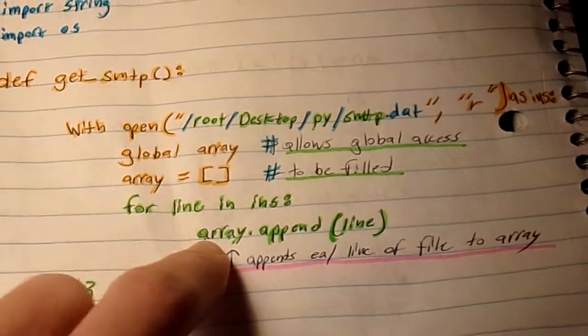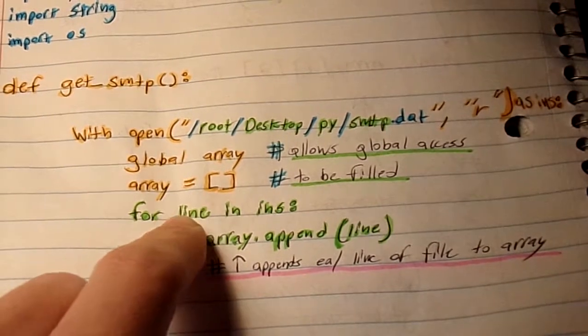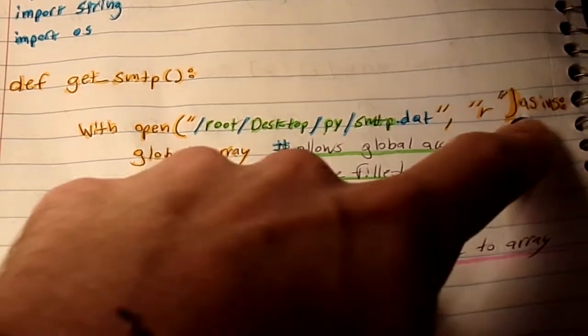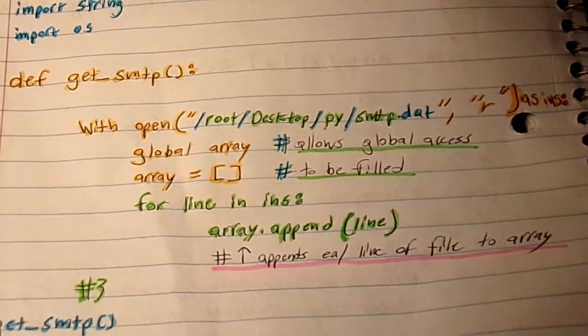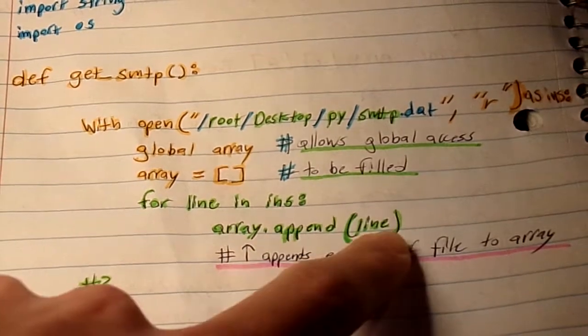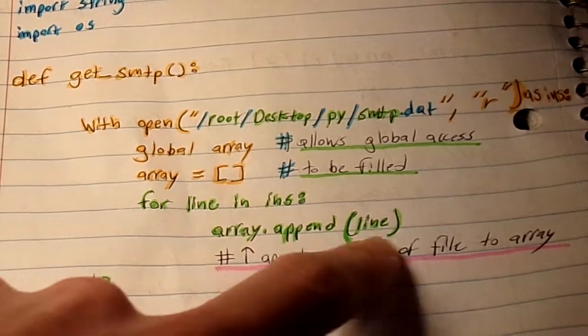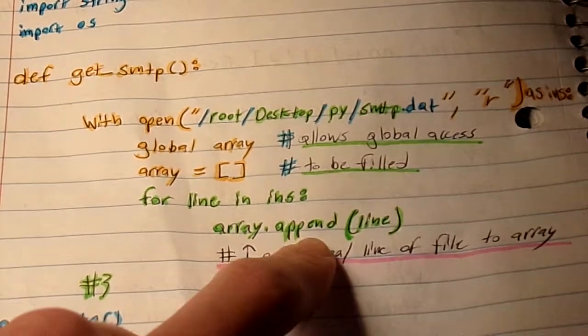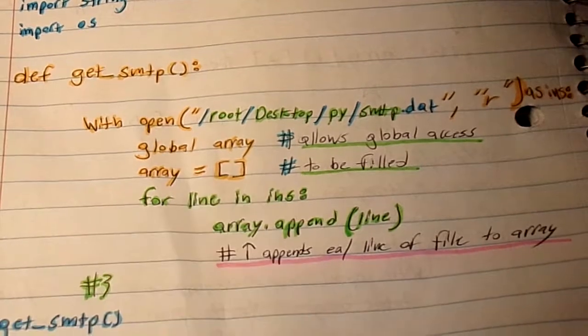Then we do a for loop. We're going to call the variable in the for loop line, and we're going to pull it out of ins, which is each line of the file. And then we do this nifty little command right here, array.append(line). Line is from the for loop. So we take each line from the file and we append it to the empty array.